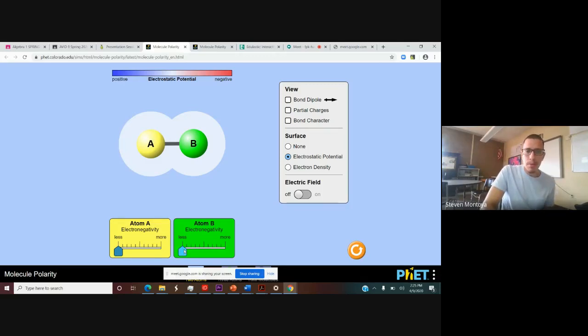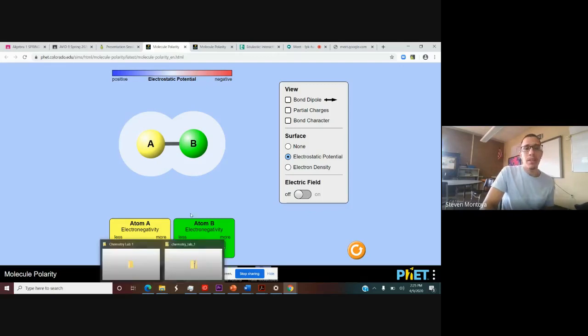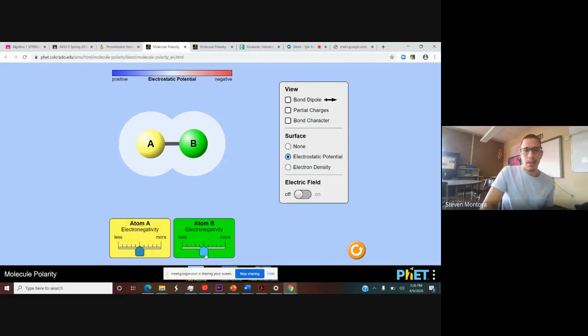I'm going to move them both to tick mark 5. They're equal again. All right, now I'm going to move them. Oh, observe, there's no charge inside the molecule. Now I'm going to make them equal again. There's no charge, there's no electrostatic potential inside the molecule, all right?